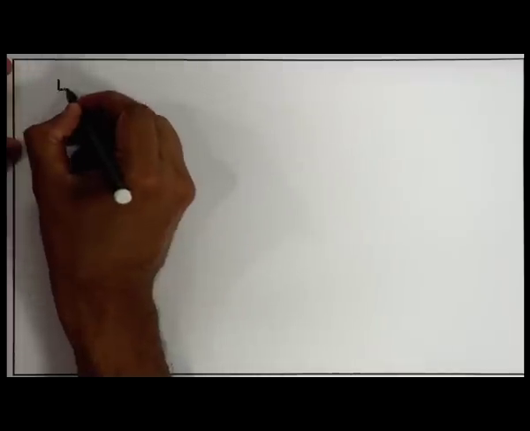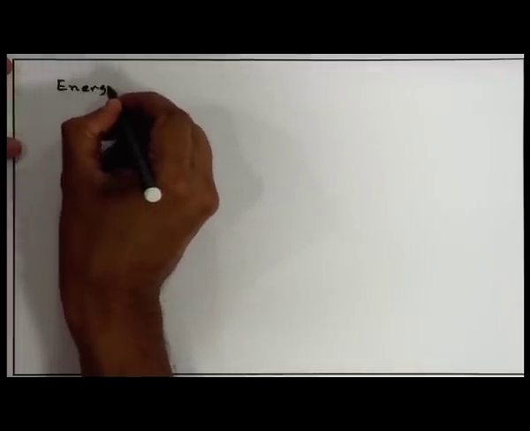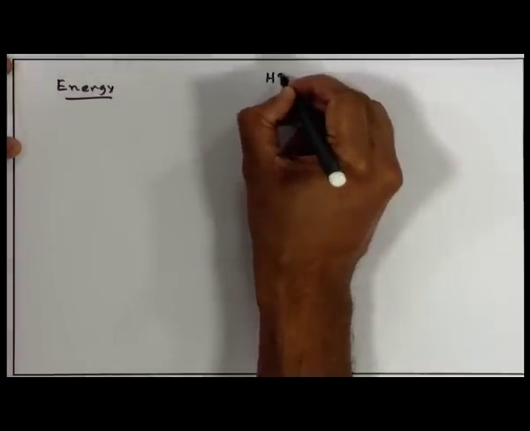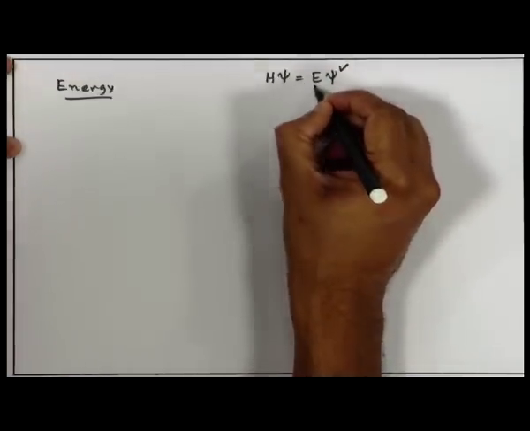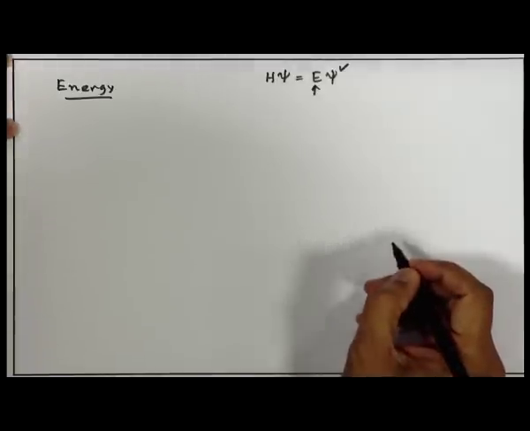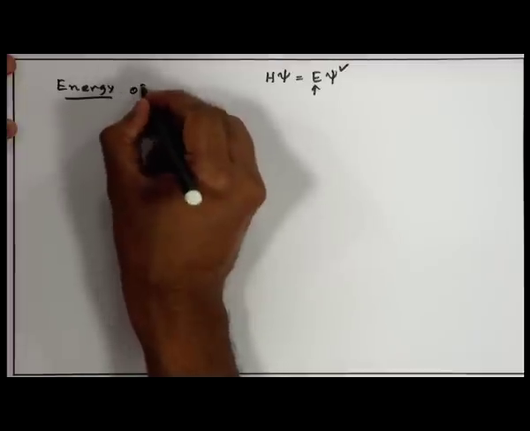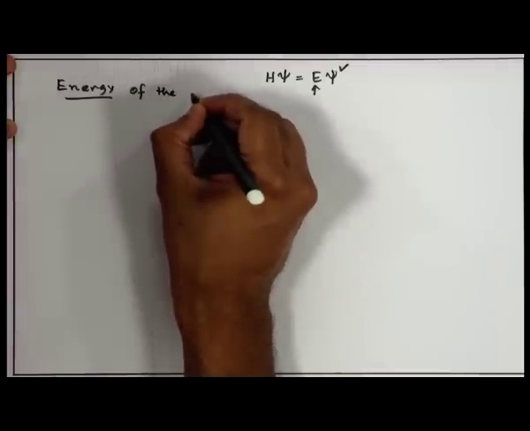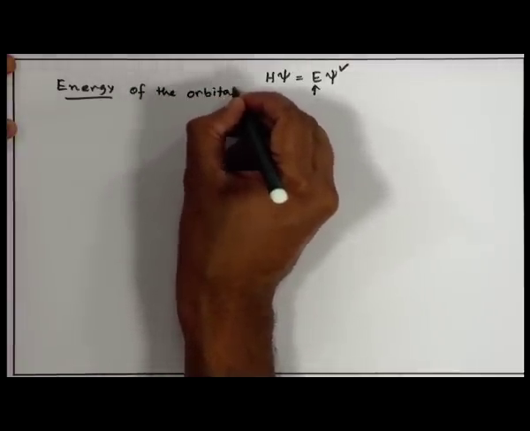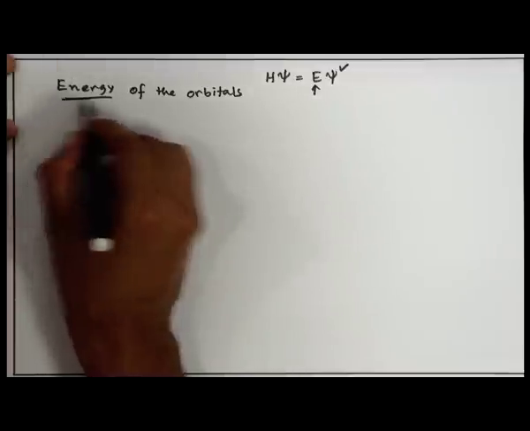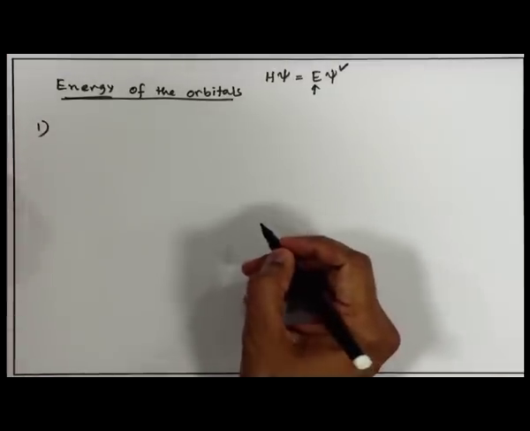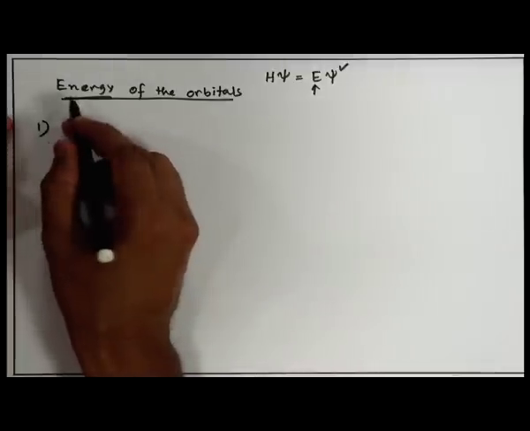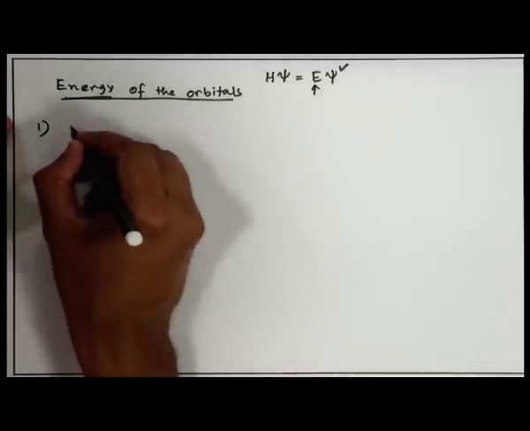Let us look at the energy. So, we started from H psi equals E psi, we discussed the orbitals, and now we are going to discuss this energy. By energy I mean energy of the orbitals. We will break our discussion into two parts, because there is an interesting story here. First, we will discuss the energy of the orbitals for hydrogen atom.